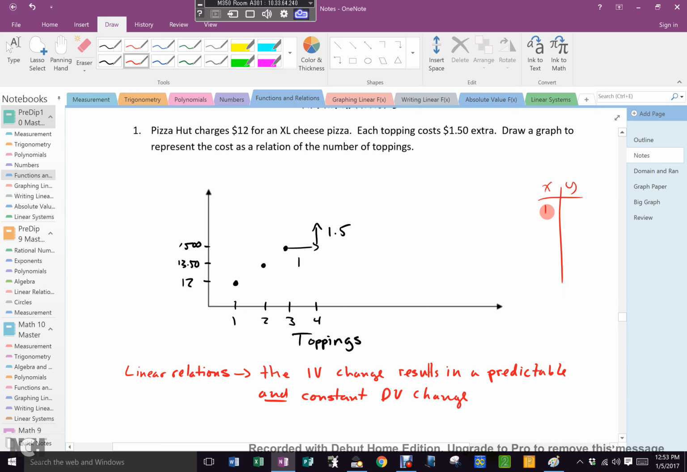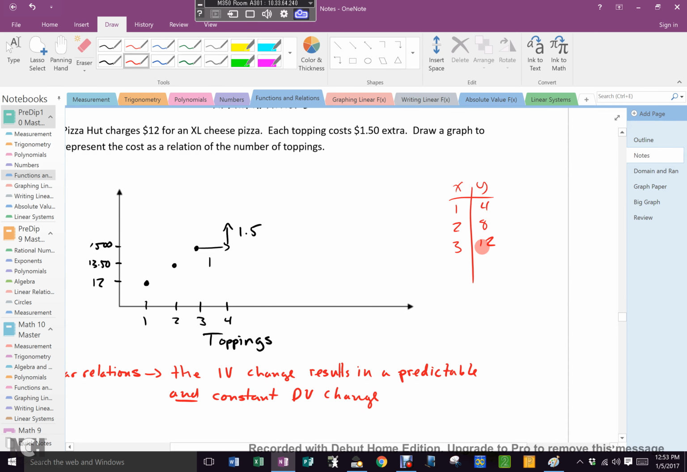X, Y. 1, 4, 2, 8, 3, 12. Is that a linear relation? Yes. Right? Because every time I go up 1, the Y value goes up 4. Got it? Everybody cool? Okay. What about this one?